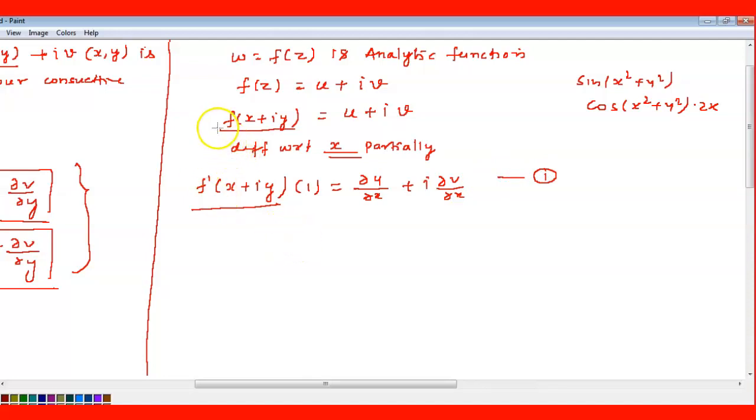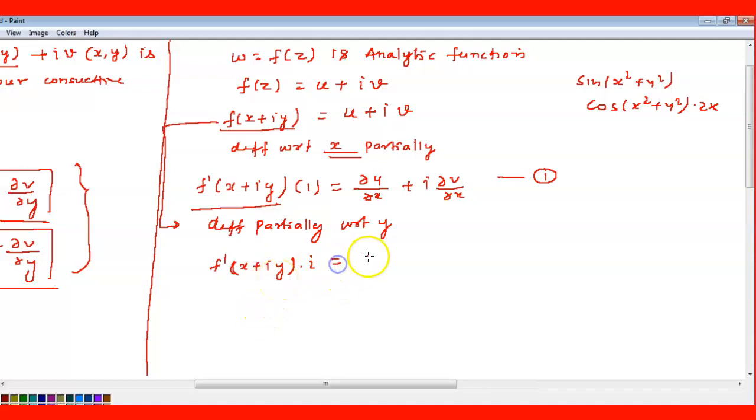Now this same function, you differentiate partially with respect to y. So we can write f dash of x plus iy as it is, and inside, the differentiation of x is 0 and of iy is i as it is and y is 1, right? So we can write del u by del y plus i into del v by del y.